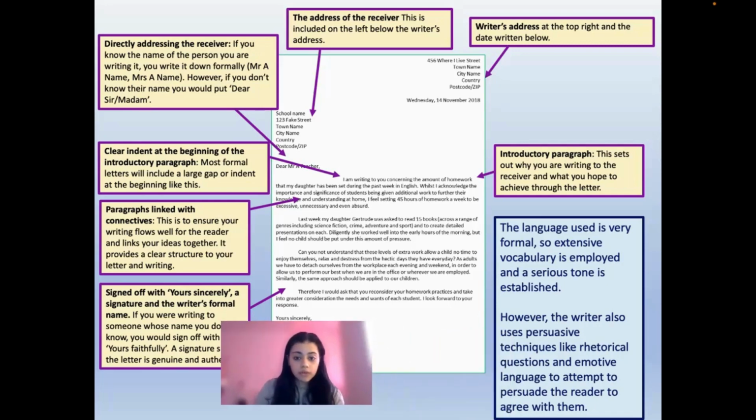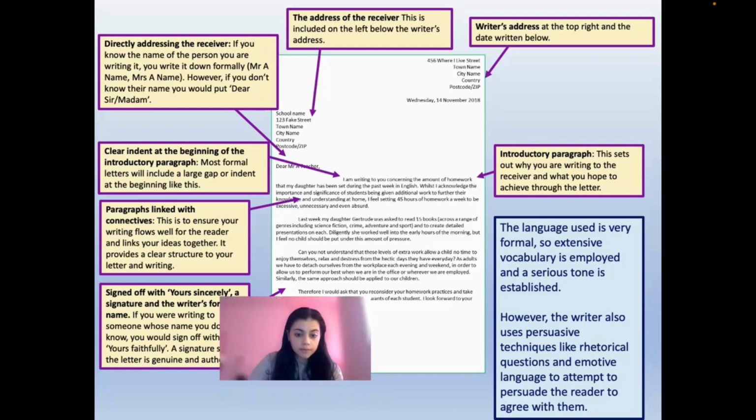So the language in your letter is most likely going to be very formal. So you're going to have extensive vocabulary and a serious tone should be established. You should also use what we call persuasive techniques, like rhetorical questions and emotive language, and this is to persuade the reader to be on your side.